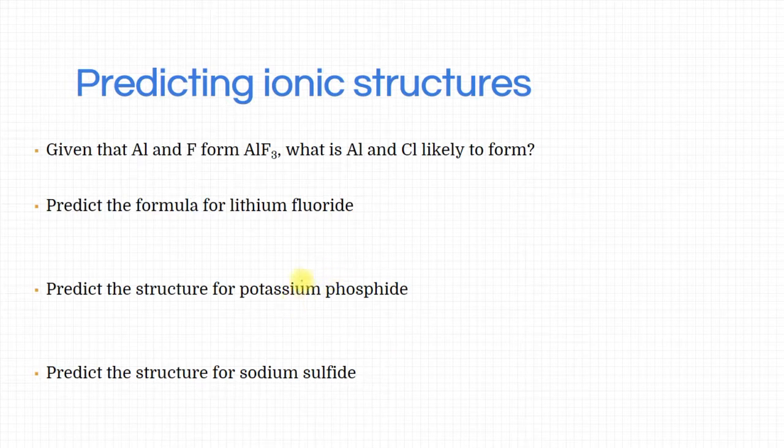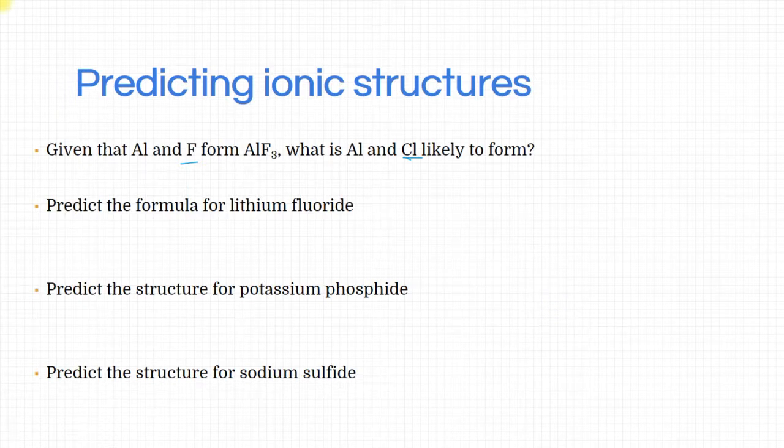Okay, so then we can kind of extrapolate from that. Fluorine and chlorine are related to each other, so they're probably going to react in a similar way. So if our product of reacting aluminum and fluorine together is AlF3, answer me this question. What is Al and Cl likely to do?